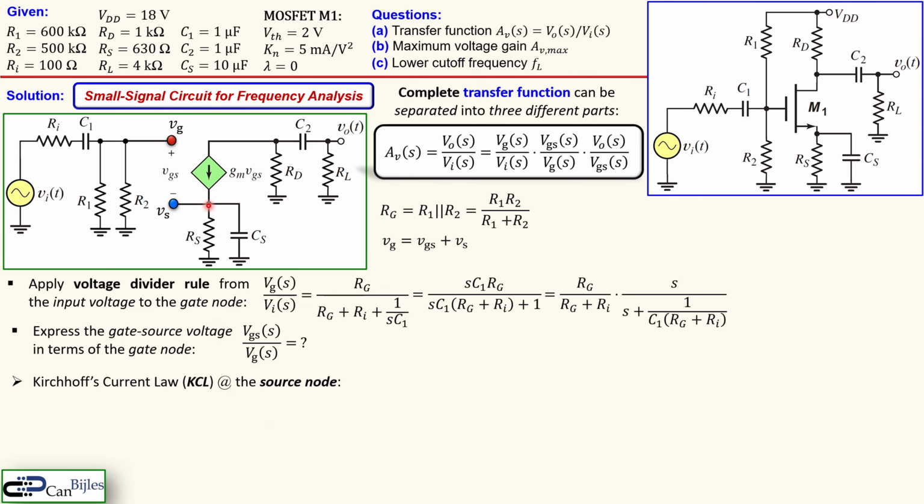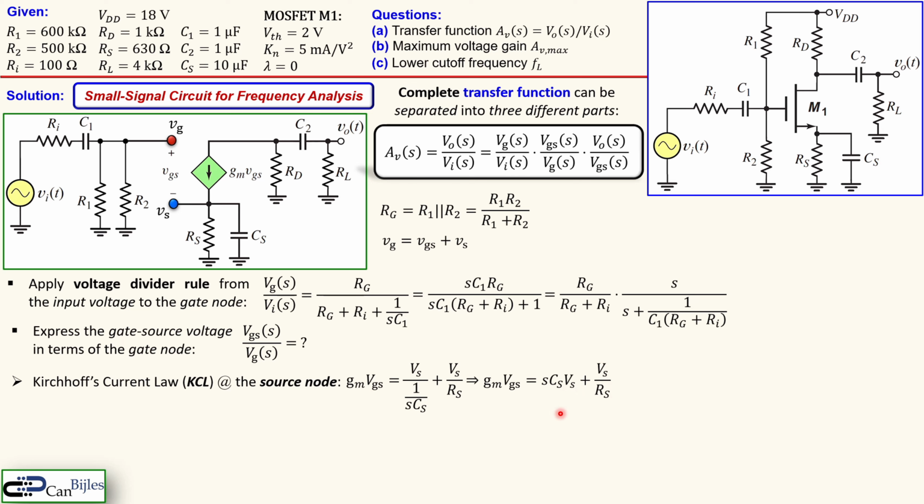Well, we can now apply Kirchhoff's current law at this source node by saying gm VGS is equal to the current through the resistor plus the current through the capacitor. And we apply, of course, everything in the Laplace domain. So the capital letters mean not DC, but the Laplace parameter. So we have gm VGS is equal to VS, this voltage in the Laplace domain, divided by the reactance of this capacitor CS, and also the same voltage divided by the resistor RS. Now we can say VS over 1 over sCS is effectively sCS times VS, and then plus this.